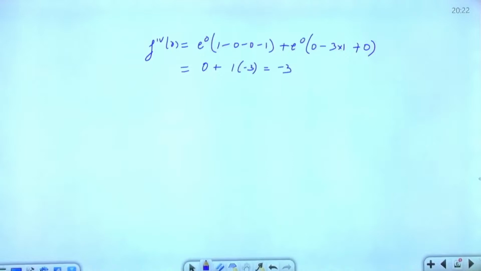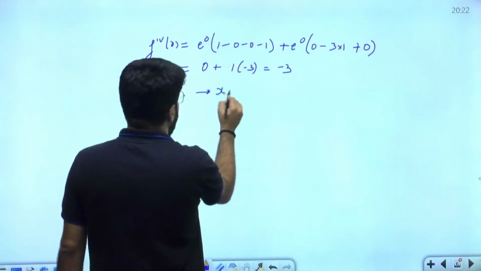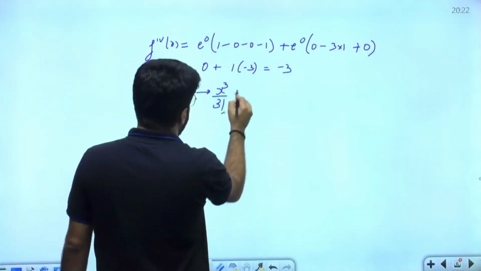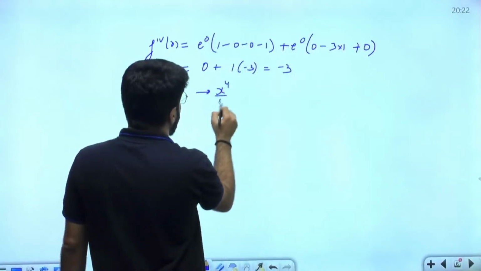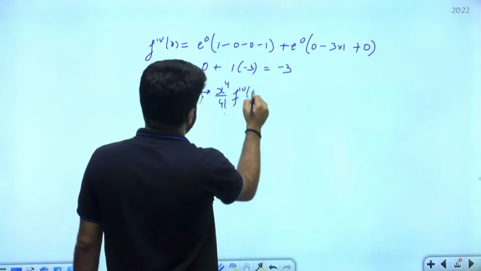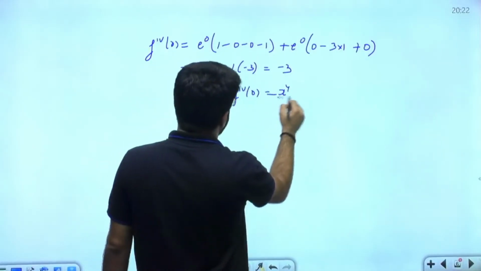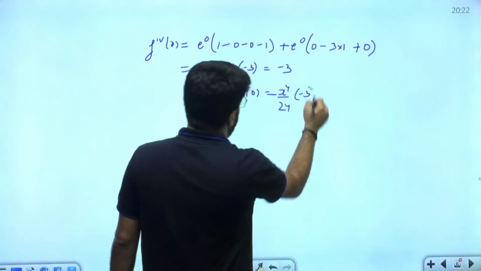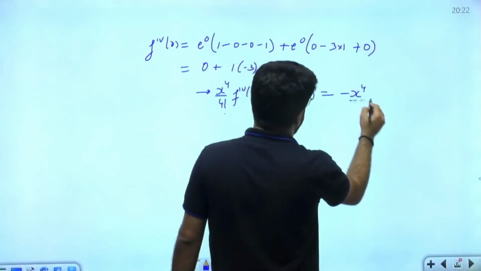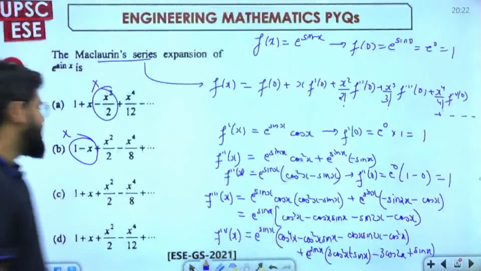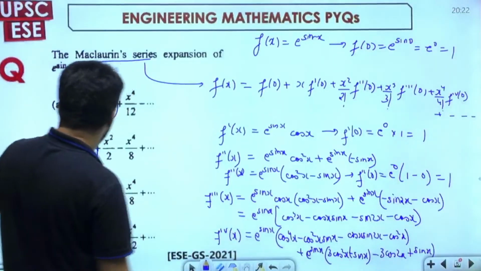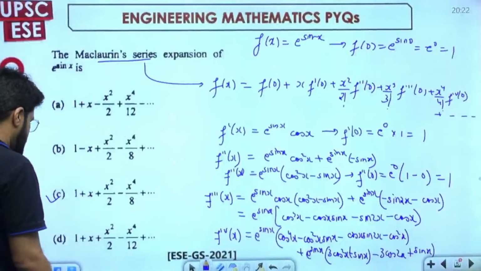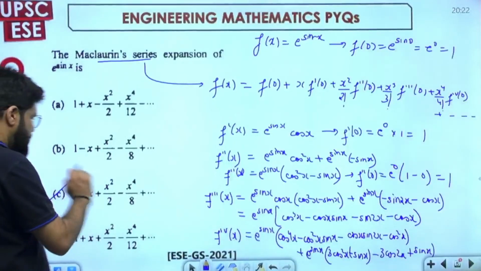Minus 3 it is. So with x cube, what is the term? X cube upon factorial 3. Sorry, this is the fourth derivative term. X power 4 upon factorial 4, F40 term should look like x power 4 upon 24 into minus 3. So this is minus x power 4 by 8. It has to be option number C. Just recheck the calculation, Vikas, once. It has to be option number C.